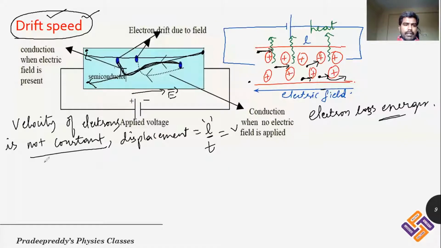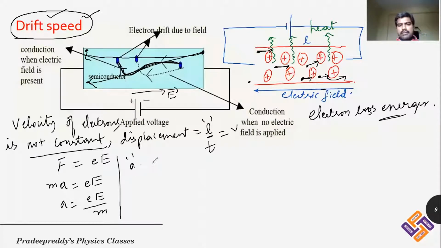As we know, there is some force experienced by the electron in the electric field. I will write it as F is equal to e into capital E. But what is F? F is equal to ma, which is equal to e into capital E. And what about this a? a is acceleration. It is eE divided by m, where a is called the acceleration of the electron in the field.